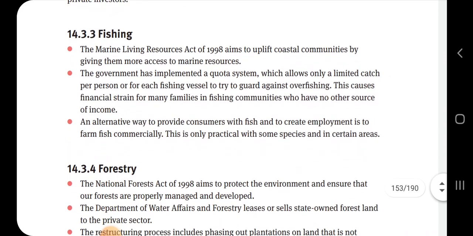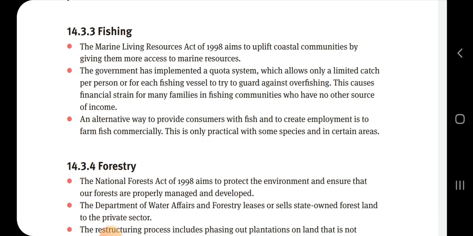So let's talk about fishing. The Marine Living Resources Act of 1998 aims to uplift coastal communities by giving them more access to marine resources. So people that live next to seas are now allowed to have more access to fishing. Okay, the government has implemented a quota system which allows only a limited catch per person or for each fishing vessel to try to guard against overfishing. So people are only able to fish this much. They cannot exceed a certain number so that fish don't run out in the sea.